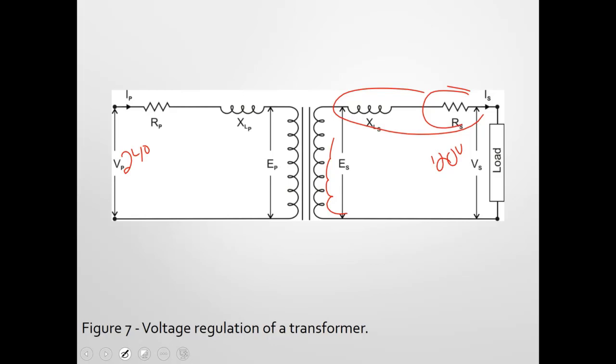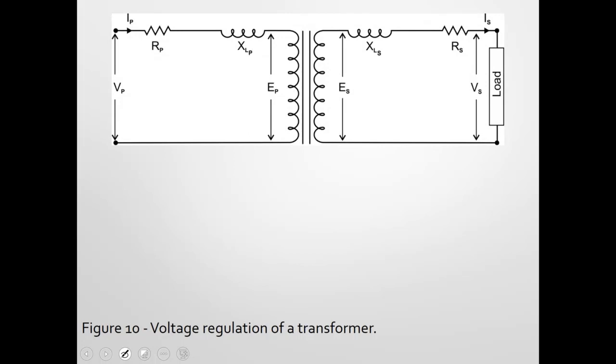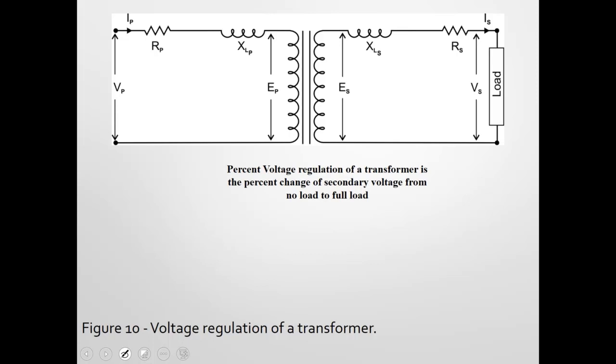The different transformers, based off their quality or how they're built, have what we would call really good voltage regulation. Voltage regulation, or percent regulation of a transformer, is the percentage change of secondary voltage from no load to full load.